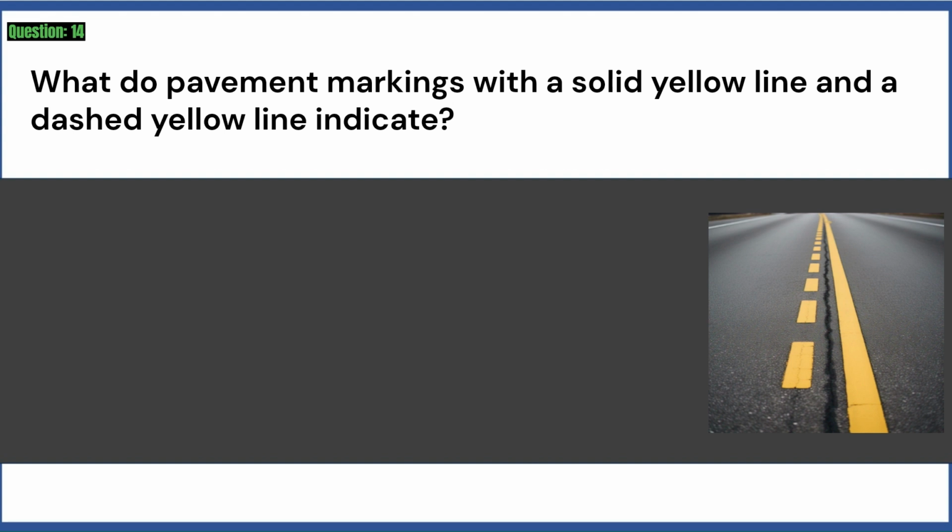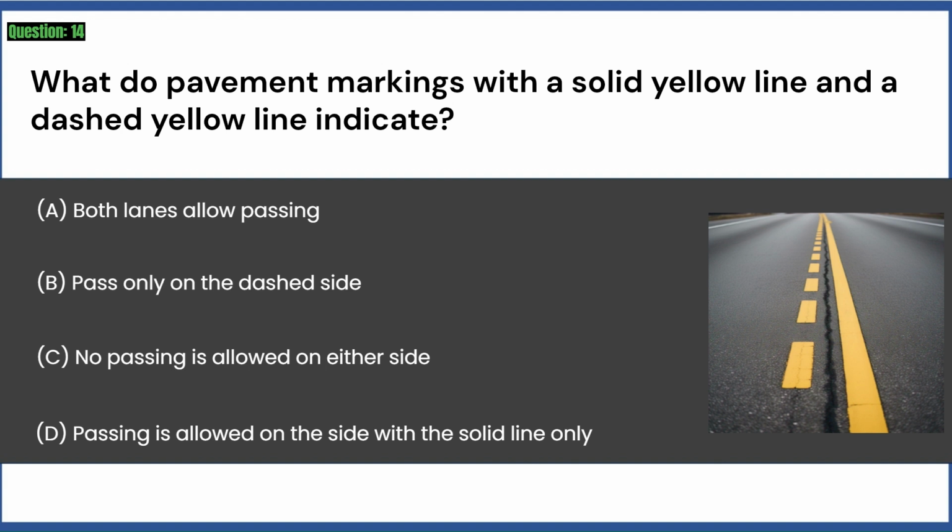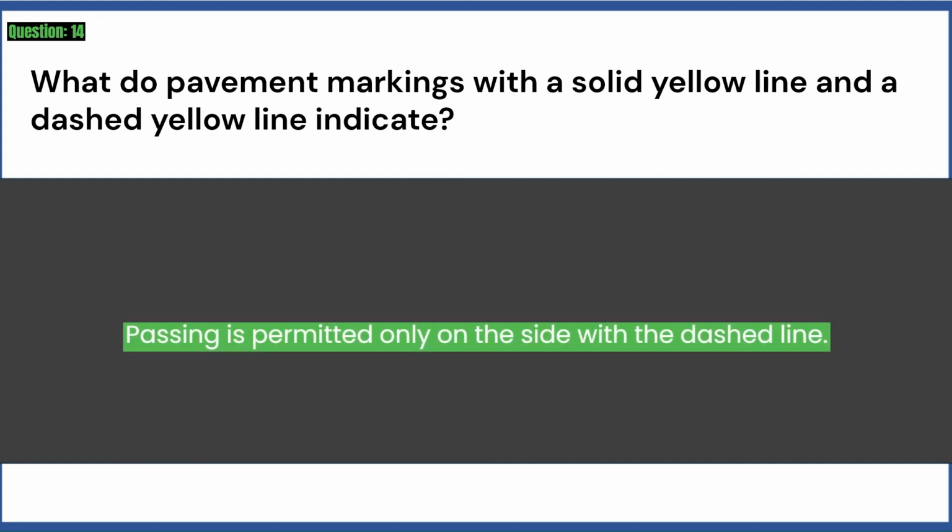What do pavement markings with a solid yellow line and a dashed yellow line indicate? A. Both lanes allow passing. B. Pass only on the dashed side. C. No passing is allowed on either side. D. Passing is allowed on the side with the solid line only. Answer, B. Passing is permitted only on the side with the dashed line.